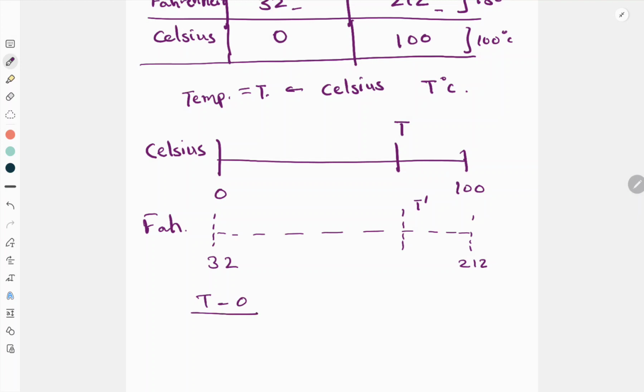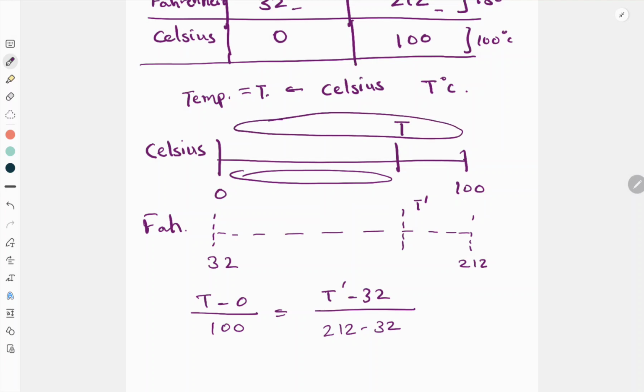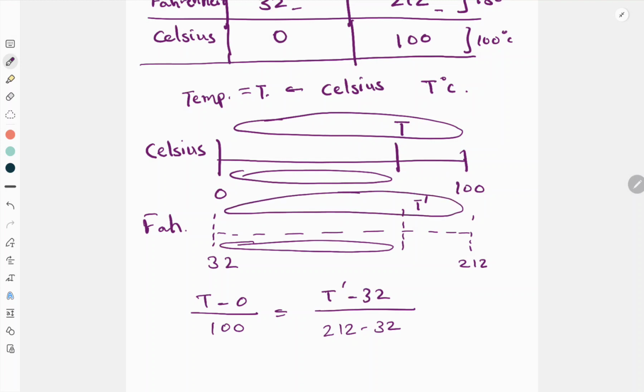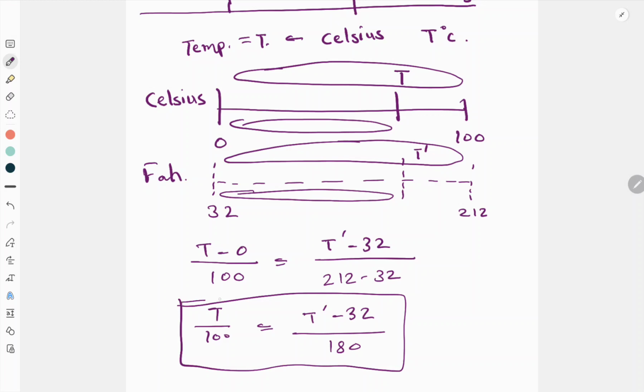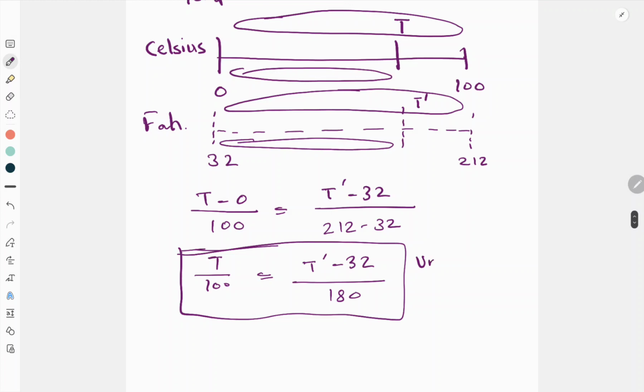So I know that T minus 0 divided by 100 should be equal to T prime minus 32 divided by 212 minus 32, because the ratio on the left just represents this length as a fraction of this entire length. So this must be equal to T prime minus 32 divided by 212 minus 32, because you are the same distance away from the melting point of ice and boiling point of water on both scales. So this ratio has to hold. So we know that T divided by 100 is equal to T prime minus 32 divided by 180. This is the defining equation, the unit conversion equation. You can look up this equation or you can derive it just like we said.